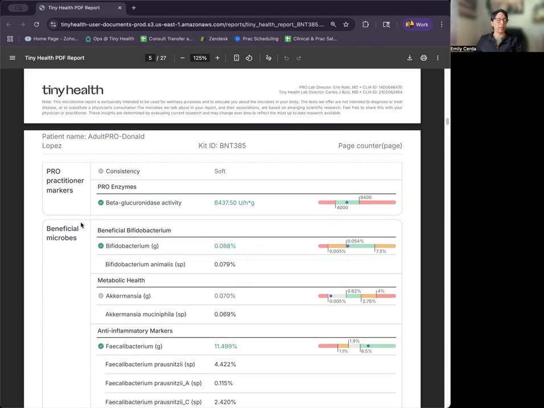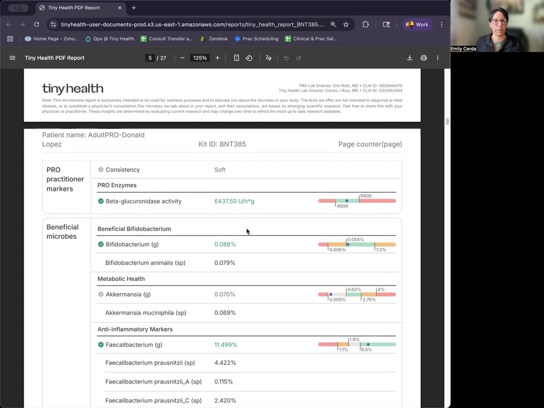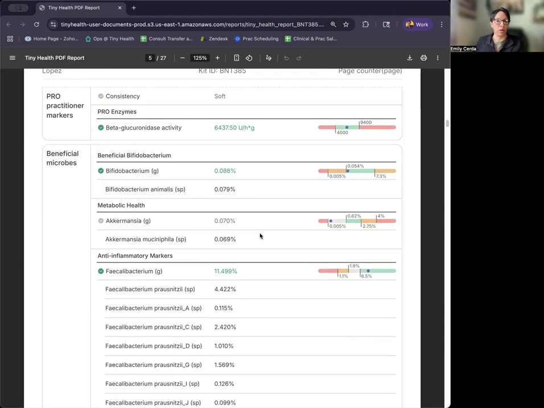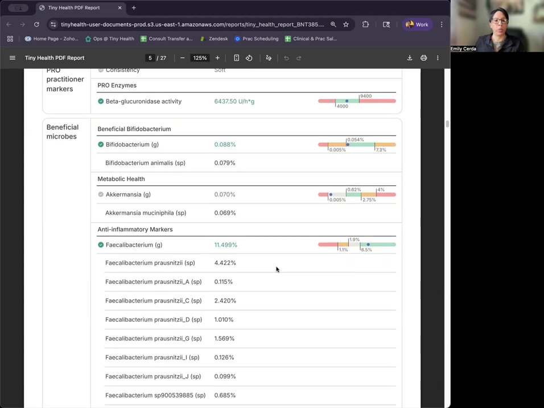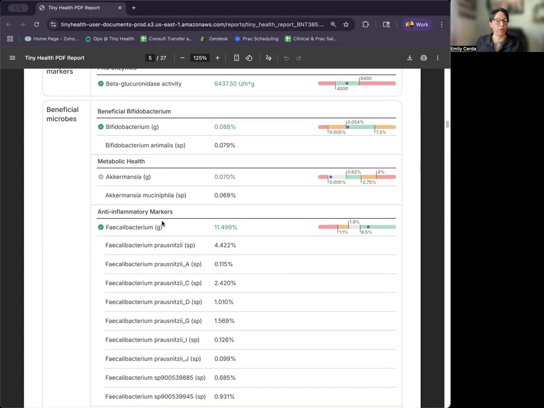Down below, we get into the shotgun testing. If you've just run a shotgun test without the pro markers, your test will start with just these beneficial microbes. So for beneficial microbes, we are looking at Bifidobacterium, Akkermansia, and Faecalibacterium. And we will call out the Faecalibacterium, for example.